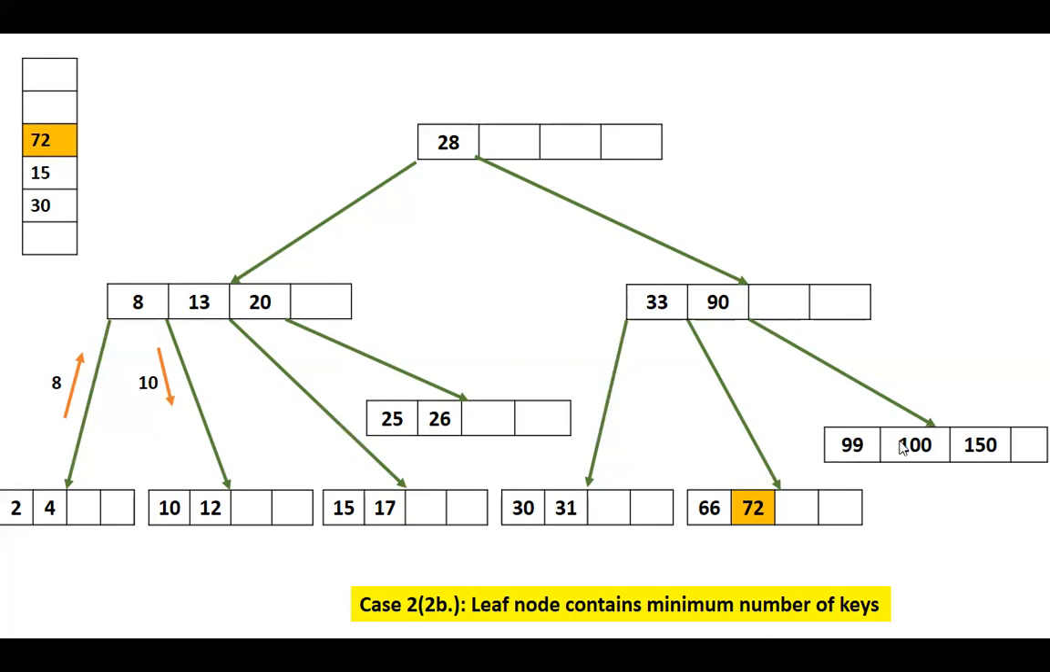So now it can borrow a key from its right sibling. Whenever you're borrowing a key from the right sibling, the minimum key is moved up and the root is moved down, right? So 72 will be replaced by 90 and 90 will be replaced by 99. Remember, whenever you're borrowing from the left side, you always borrow the maximum. Whenever you're borrowing from the right side, you always borrow the minimum because it's a binary search tree property. Or you can even say a search tree property here.